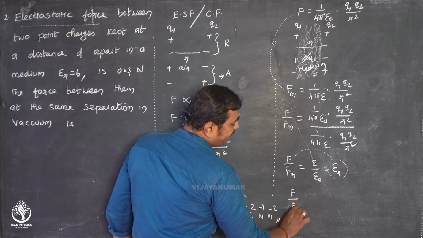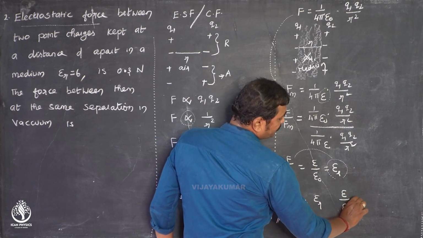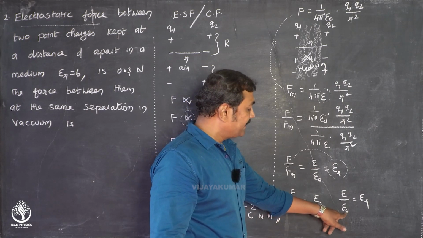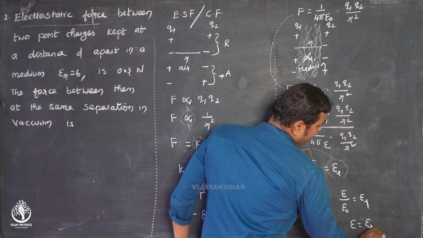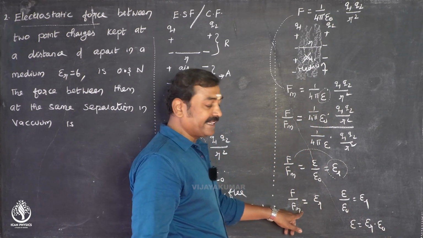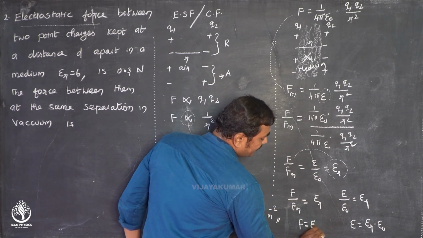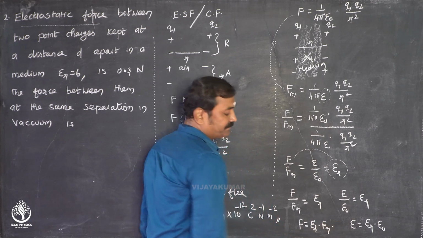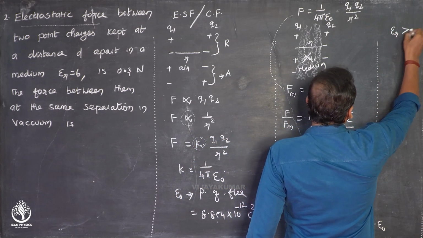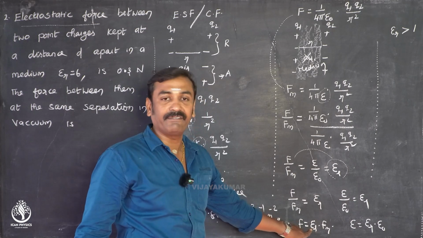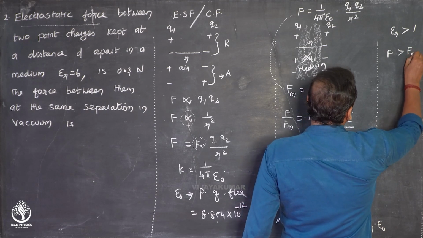So F by Fm equal to epsilon r. Now epsilon by epsilon 0 equal to epsilon r. The division by epsilon 0 goes to the right side as multiplication, so epsilon equal to epsilon r times epsilon 0. Like that, the division by Fm goes to the right side as multiplication, so F equal to epsilon r times Fm. Here epsilon r is always greater than 1. Then F is greater than Fm.